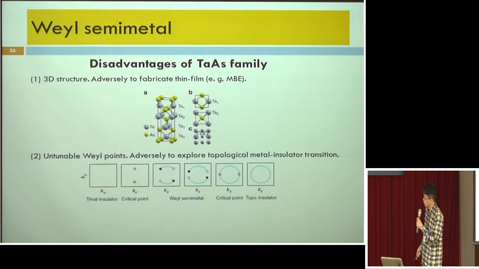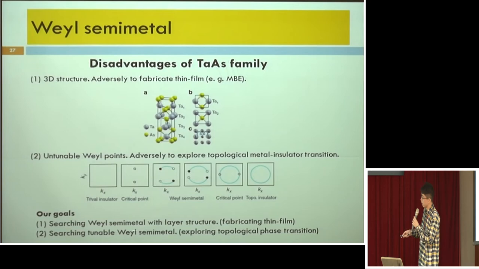Also, previous work proposed that a Weyl semimetal is an intermediate state between the normal metal and the topological insulator. So if we can move the Weyl point, we can study this phase transition. But in TaAs, the Weyl point cannot be tilted, so it is impossible to explore this phase transition. So our goal is to search for the Weyl phase in layered structures and to search for attainable Weyl semimetals.